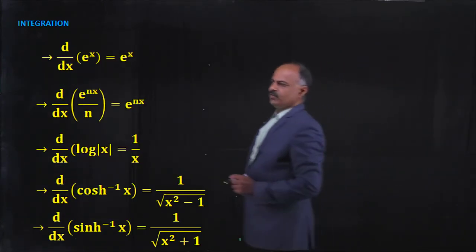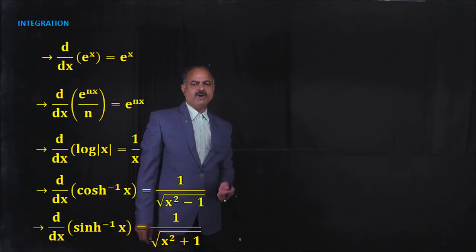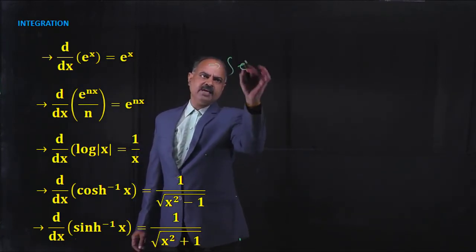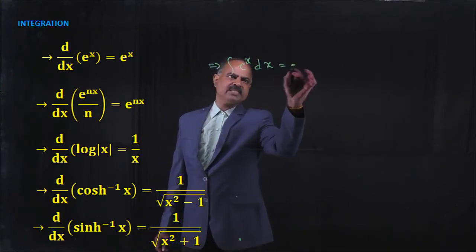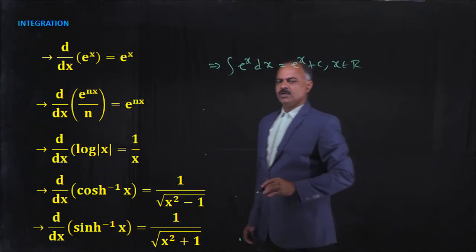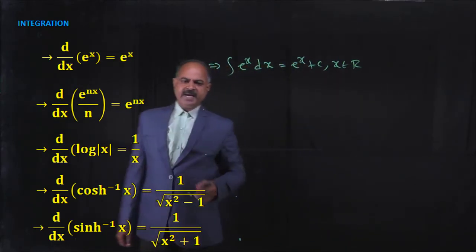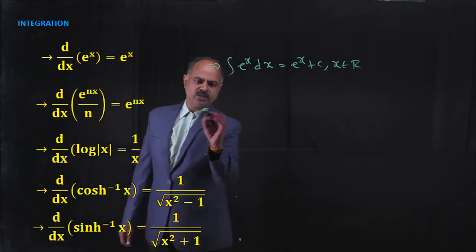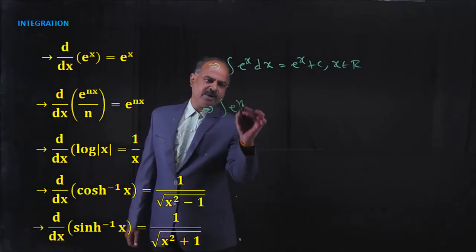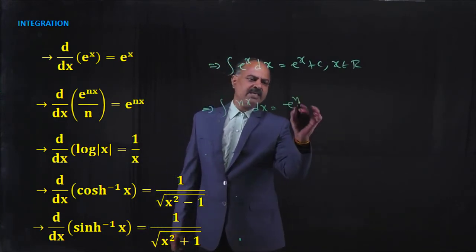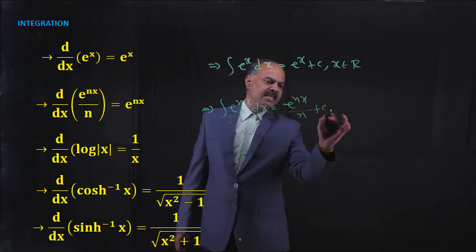Next we know that d by dx of e power x equal to e power x. So this implies integral e power x dx equal to e power x plus c, x belongs to R. Next one is d by dx of e power nx by n equal to e power nx. So this implies integral e power nx dx equal to e power nx by n plus c, n not equal to 0.